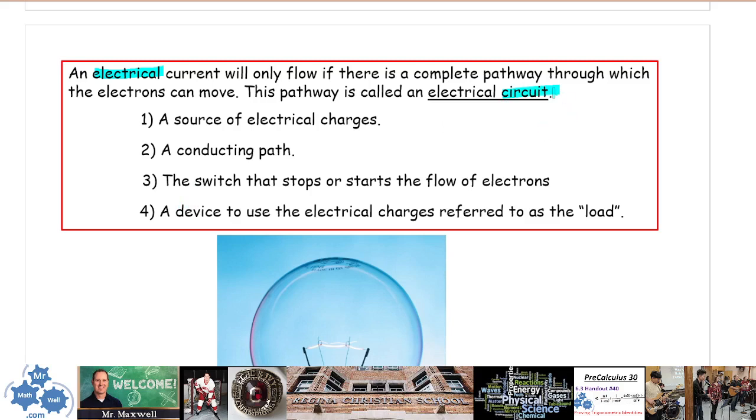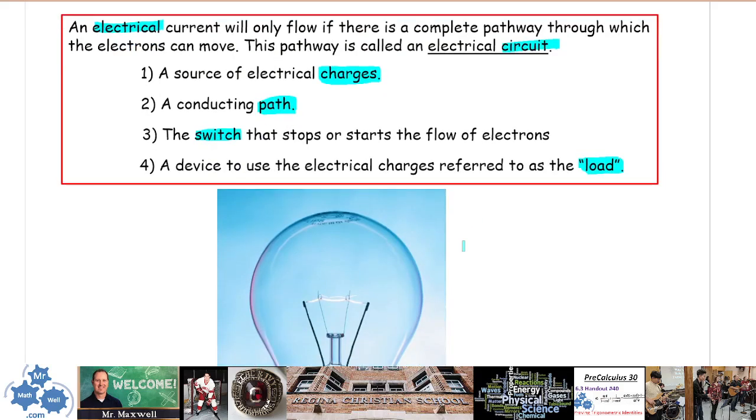So what do you need for an electrical circuit? You need a source of electrical charges, which would generally be a battery or something like that, generating your electrical charge. You need a conducting path, some kind of circuit for those charges to flow through. The switch that stops or starts the flow of electrons. In our previous diagram, we had a switch for our flashlight. And number 4, a device to use the electrical charge, referred to as the load. And in our diagram, of course, we had the light bulb as the load. Okay?